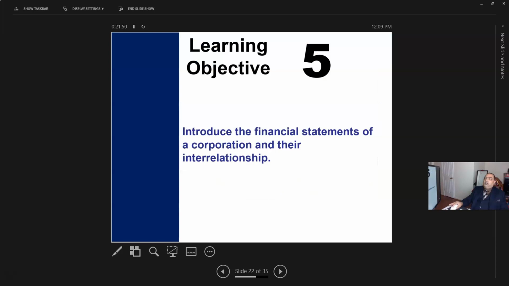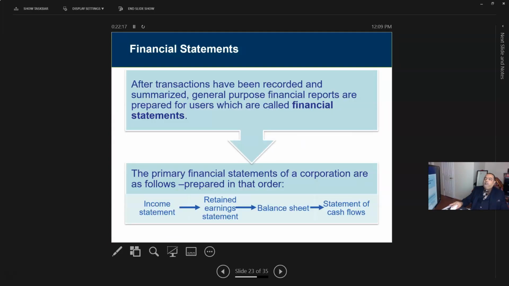Now we have completed learning outcome number 4. We are going to talk about learning outcome number 5. It basically introduces the financial statements of the corporation. So as a learning outcome, students will be able to prepare the 3 basic financial statements after covering this segment of the chapter.